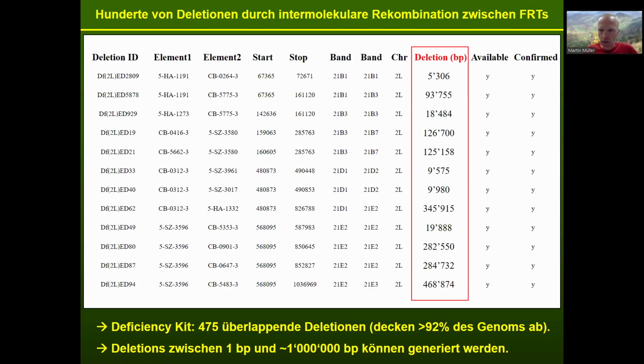You can see that some of them are quite large, almost 500,000 base pairs. But if you want, you can also only delete a few base pairs if element 1 and element 2 are relatively close to each other.